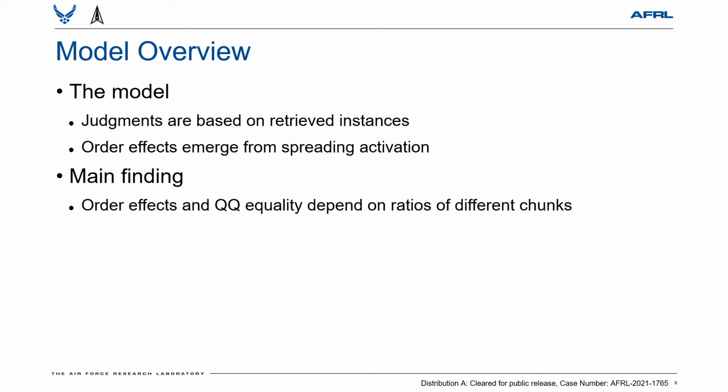Our main finding is that the pattern of order effects in the QQ equality depends on the ratio of chunks for true and false statements. In some cases, no order effects are predicted, while in other cases, order effects are predicted. Similarly, Q values are 0 or close to 0 in many cases, consistent with the quantum model. However, in other cases, the Q values are moderately to extremely large, marking a divergence from the quantum model.